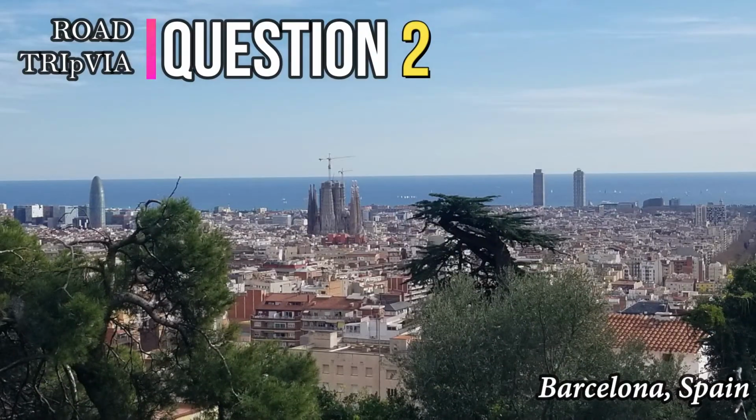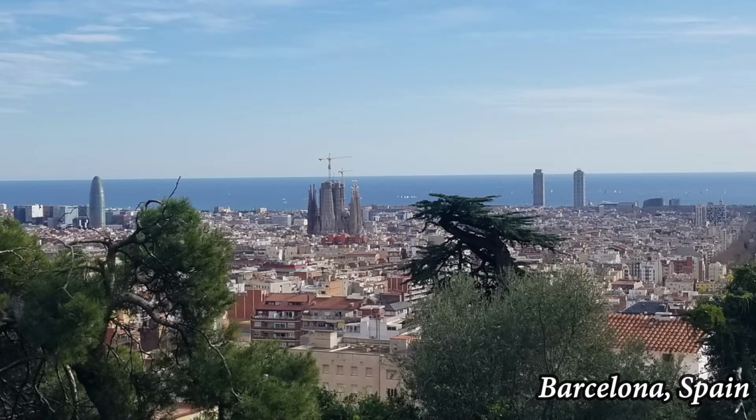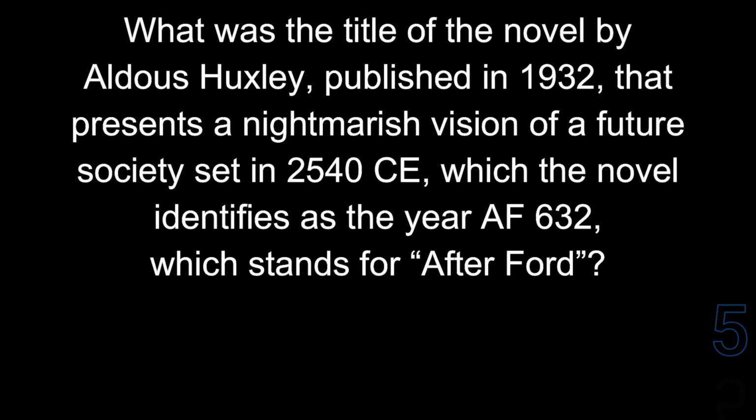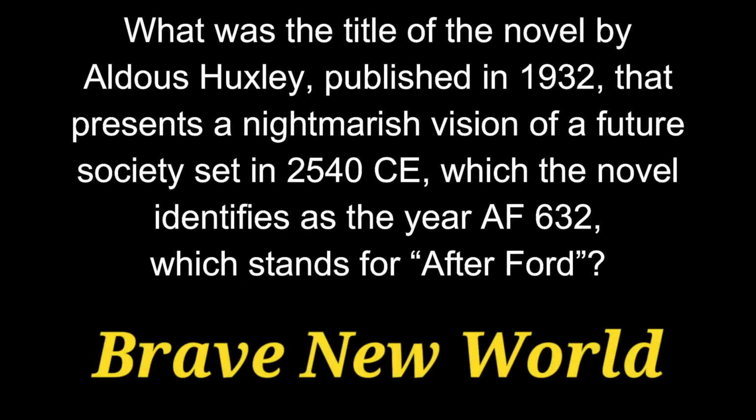Question 2. What was the title of the novel by Aldous Huxley, published in 1932, that presents a nightmarish vision of a future society set in 2540 CE, which the novel identifies as the year AF 632, which stands for After Ford? That novel is called Brave New World.